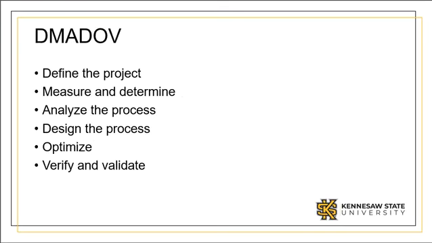Another approach is DMAVDOV. DMAVDOV is closely related to DMAVDIV. We first define project goals and customer requirements. We also want to specify who the customer will be. Next, we measure and determine customer needs. A benchmarking activity of our competitors and the industry would be highly useful. Once we understand what the customer wants, we need to analyze our options to deliver these needs.